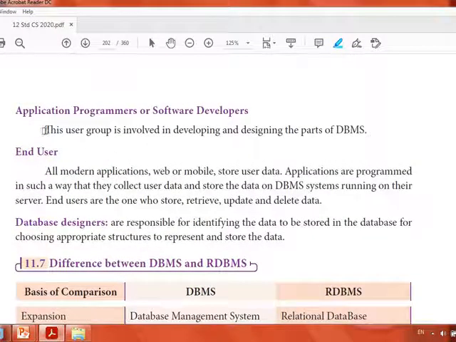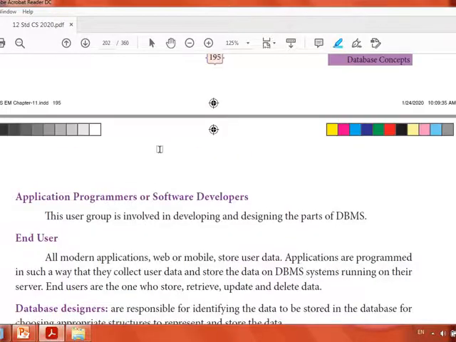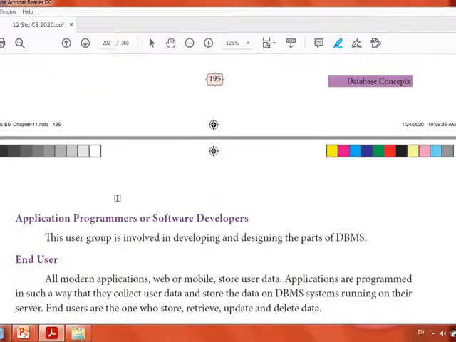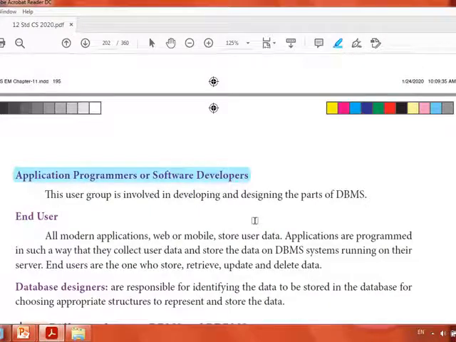Next one is the application programmers or software developers. This user group is involved in developing and designing the parts of DBMS. So he is responsible for giving the authority. But this application programmer or the software developer is responsible for developing or designing the DBMS.